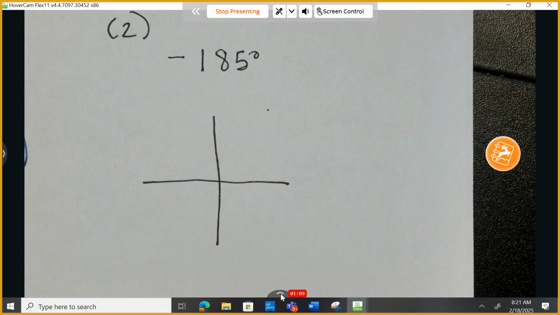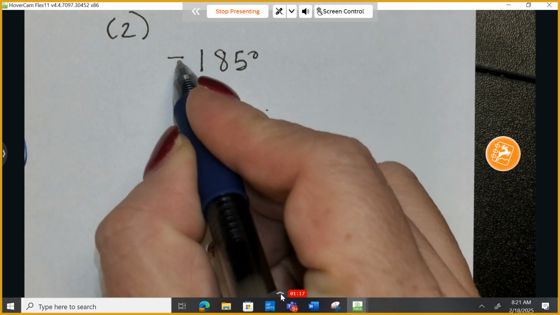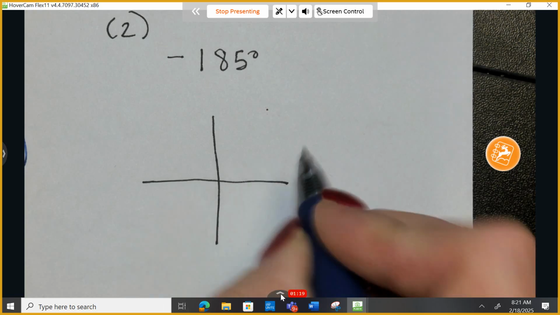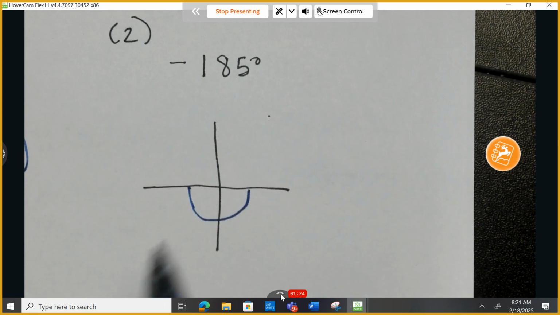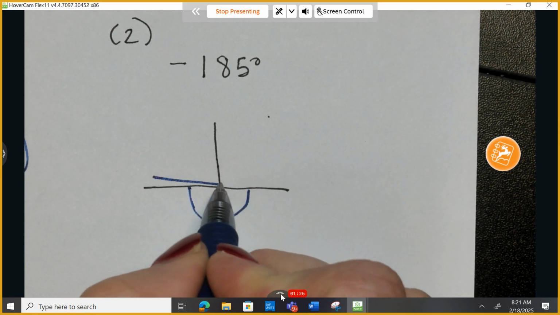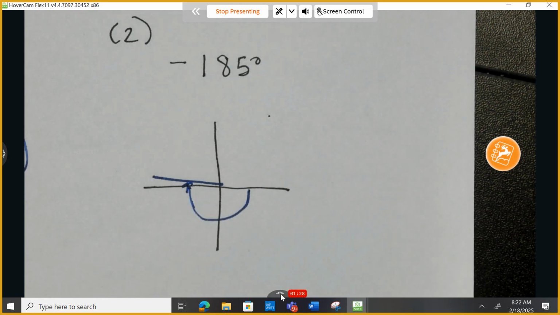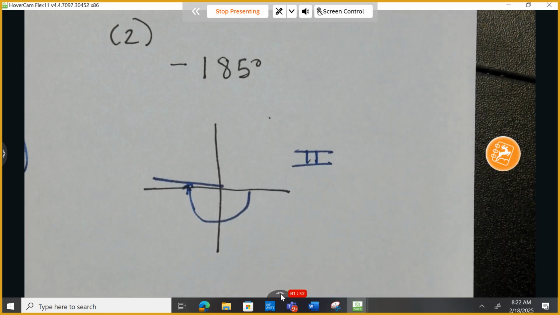So where am I going to find negative 185? It's not one of those common angles. That's not a 30, 60, 45 type of angle, but we can figure it out. So because it's negative, I'm going in the reverse direction. And I know to get to this point is going to be a negative 180. I need to go just slightly above that. So here's my terminal angle. It lands in quadrant number 2. And now I need to convert it.